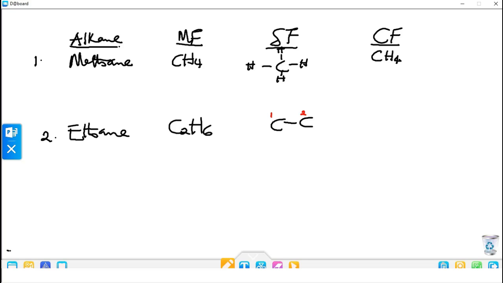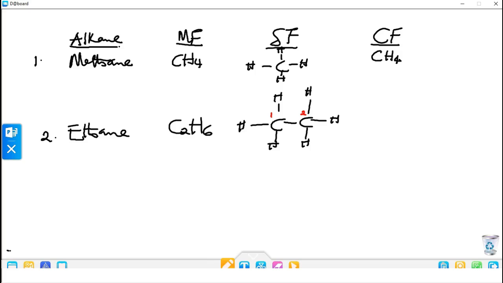And how are we going to distribute 6 hydrogen atoms between carbon 1 and carbon 2? Since they are both looking for 3 bonds, it means 3 hydrogen each can serve them. Hydrogen, hydrogen, hydrogen, hydrogen, hydrogen, and hydrogen. And this is the structural formula for ethane.